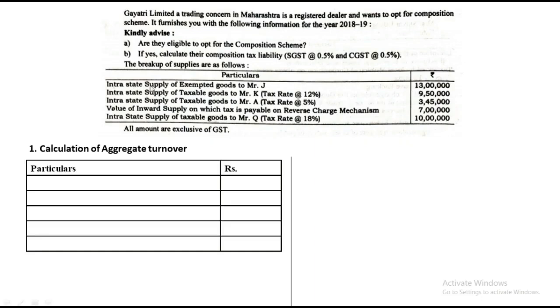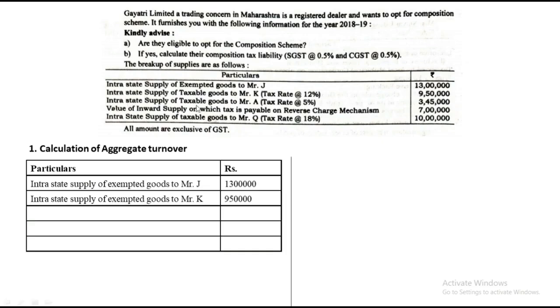The very first is intrastate supply of exempted goods. It doesn't matter whether the goods are taxable or not. If it is a supply, it will get added in your aggregate turnover. So yes, intrastate supply, since it is a supply, 13 lakhs, we will consider that. Second, again, intrastate supply of taxable goods to Mr. K. Again, you're supplying, though it has some tax rate, that percentage doesn't matter at all. You just have to take the total of the supply. That is 9,50,000. We will consider that.